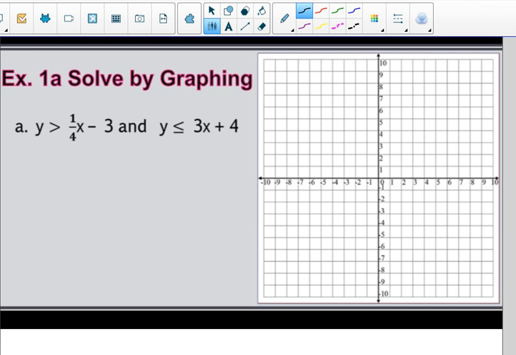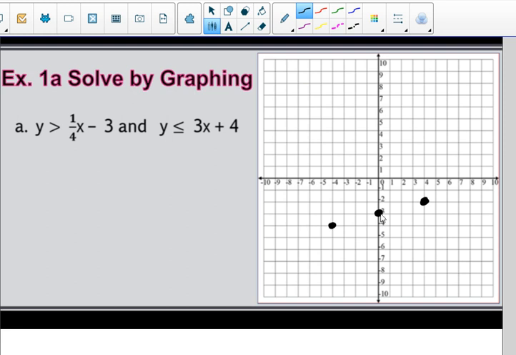Solve by graphing these two inequalities. y is greater than 1/4 x minus 3 and y is less than or equal to 3x plus 4. So I need to use my y-intercept and my slope to find my points. The first one, put a point at -3 on the y-axis, because that's my y-intercept. And I use my slope, positive 1/4, to find my other points. So I know my line's got to go up from left to right. So I go up 1 to the right 4. And then I can go down 1 to the left 4.